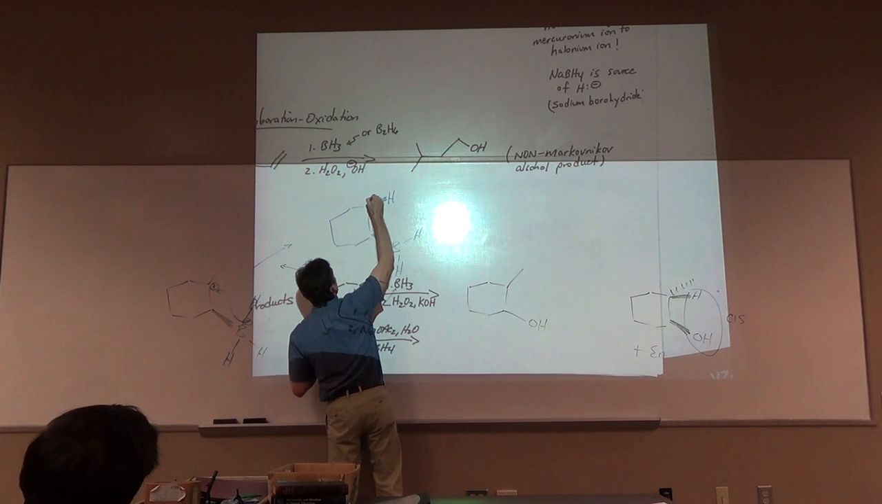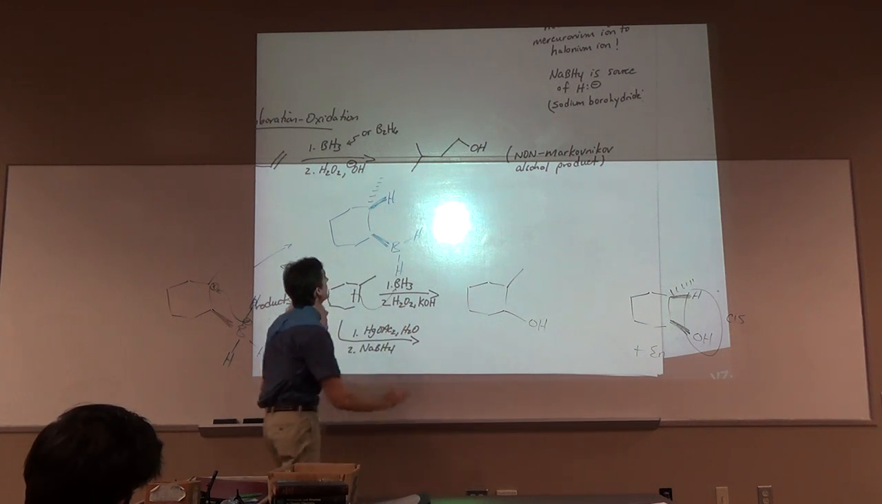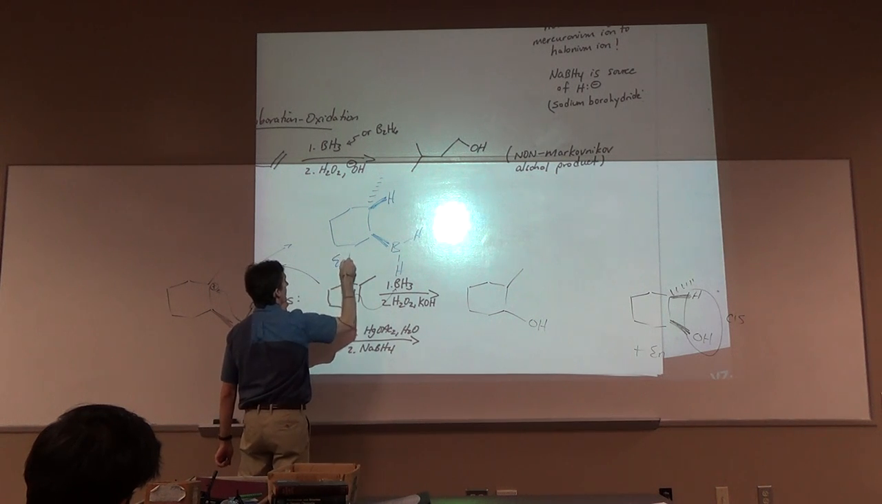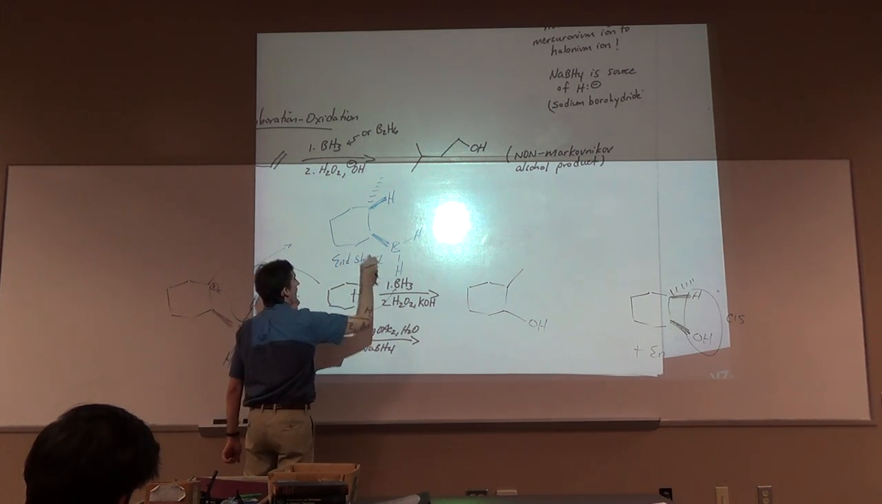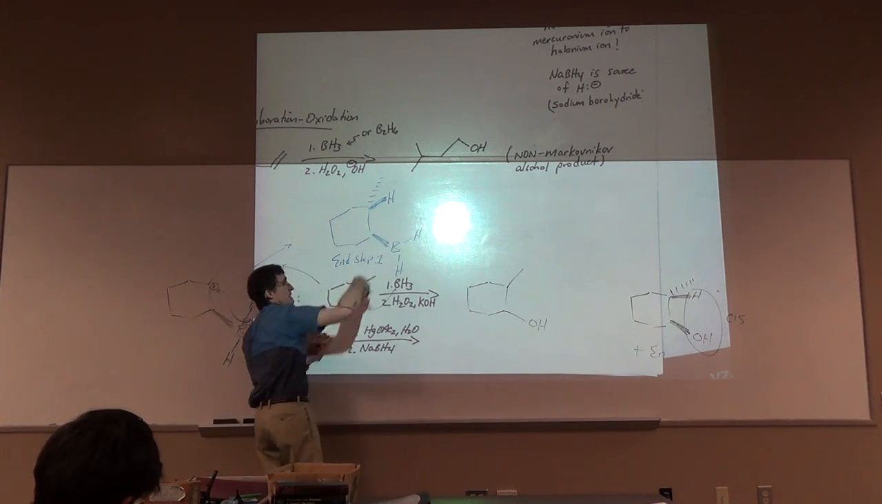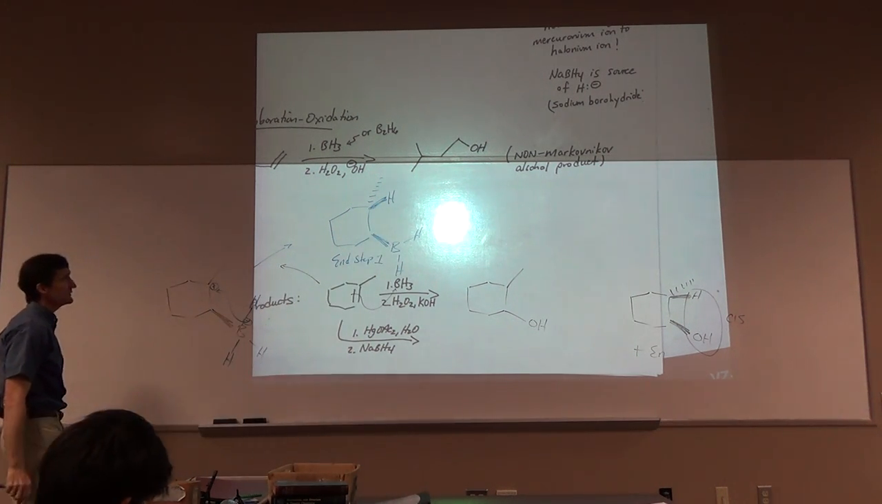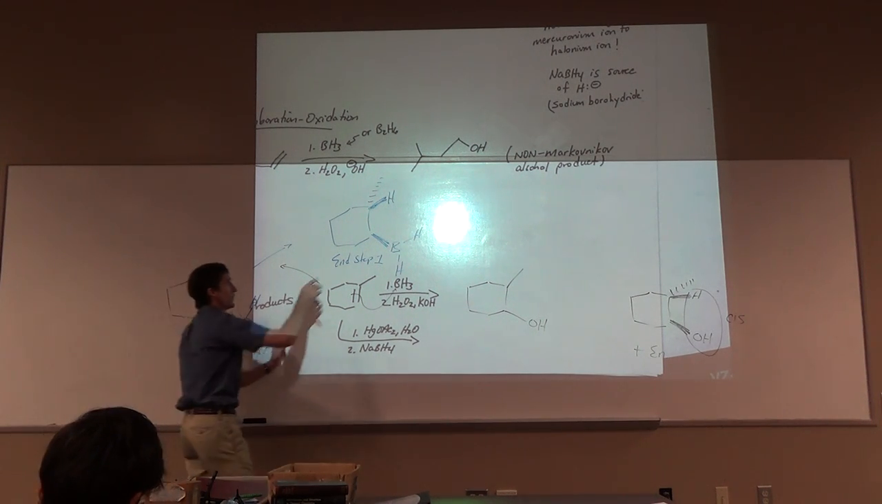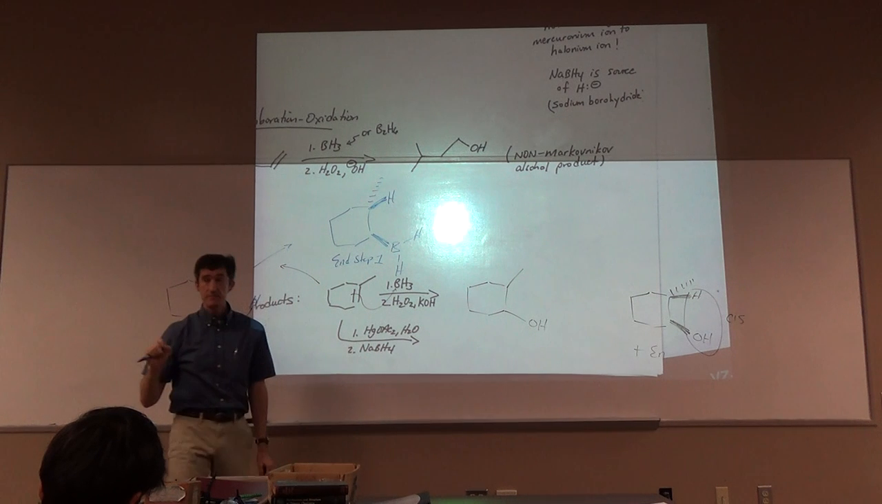That pushes the methyl back. And this is step one. We've hydroborated the alkene. We've added BH3 across the alkene. But it's a stereospecific addition. The boron and the H have been added cis.